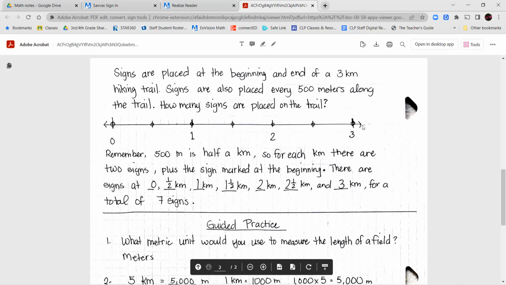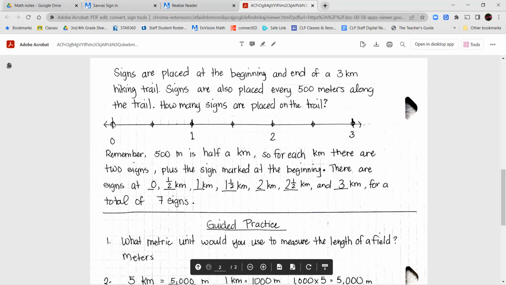So I have from 0 to 3 over here to show my 3 kilometers. And I split each one of my wholes in half to show the 500 meter mark. Now, the question is telling me that there are signs at the beginning and end and everywhere in between. Now, usually when we're counting, if we're counting 3 and we want to count it in groups of halves, we're going to count 3 times 2 is 6.